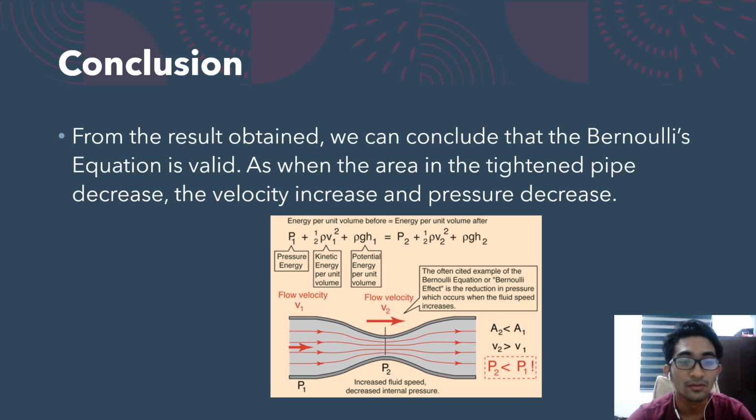Okay, for the conclusion, from the results obtained, we can conclude that the Bernoulli equation is valid, as when the area in the tapered pipe decreases, the velocity of the fluid increases and the pressure decreases. So all in all, area is directly proportional to the pressure and inversely proportional to the velocity. The picture is the summarization of the Bernoulli equation theorem.